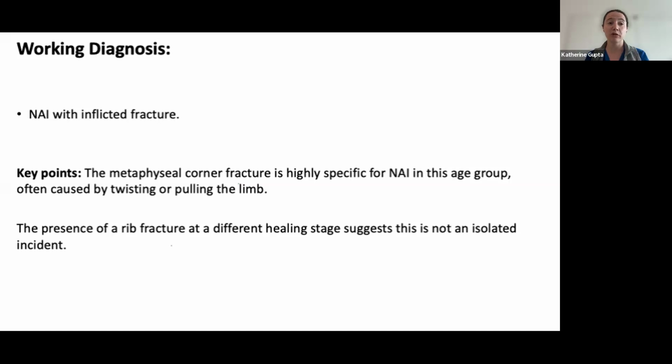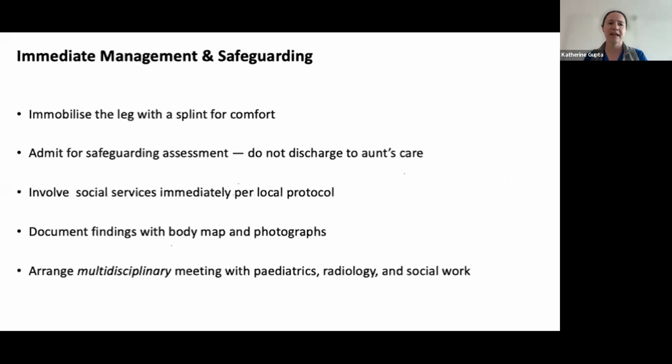The metaphyseal corner fracture in particular is highly specific for non-accidental injury in this age group. There are very few accidental mechanisms that cause this. And then you have that additional rib fracture at another stage of healing, another very unusual accidental injury. So taken together, this is concerning.